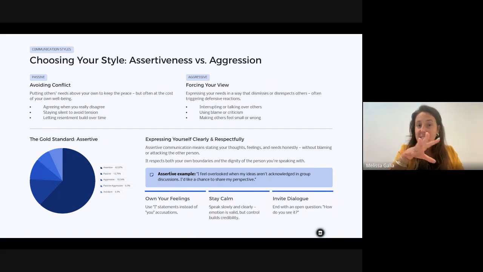And the idea is to keep to assertive communication as much as possible, be it in your personal lives or also, of course, in your professional lives. It's always a matter of understanding where your limits are, expressing yourself clearly and respectfully, and trying to dialogue with the other person to the extent possible.